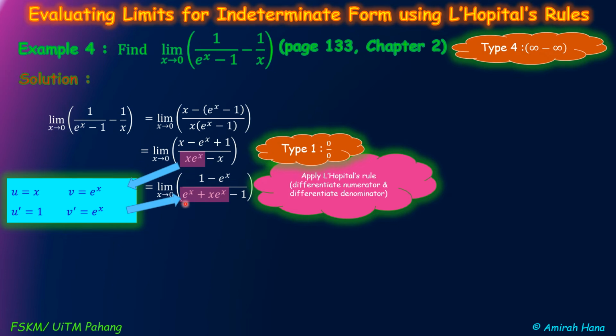When we multiply v u prime, we have e to the power of x times 1, which is e to the power of x, plus u v prime, so x times e to the power of x. So when we differentiate x e to the power of x using the product rule, the answer is e to the power of x plus x e to the power of x, using the product rule formula v u prime plus u v prime. Then we differentiate minus x, so we have minus 1 here.